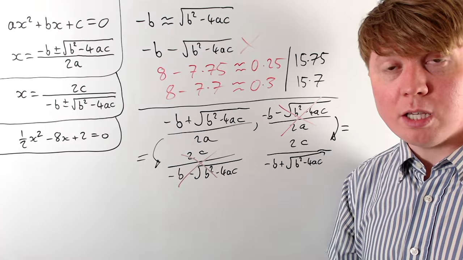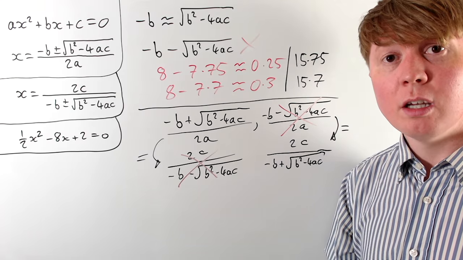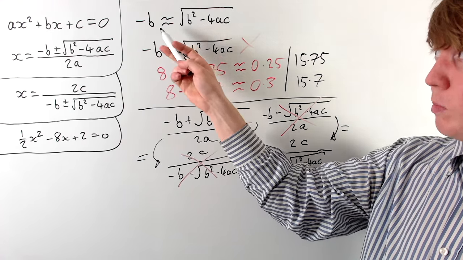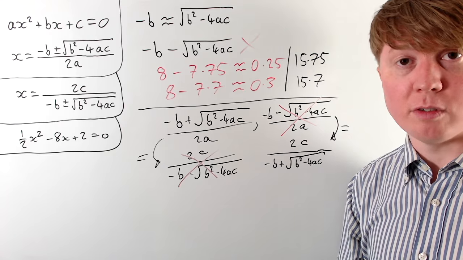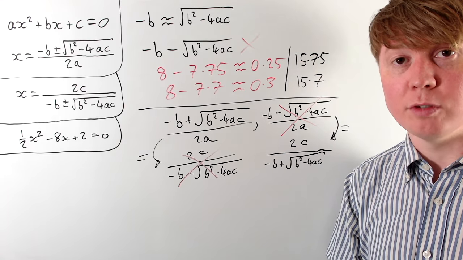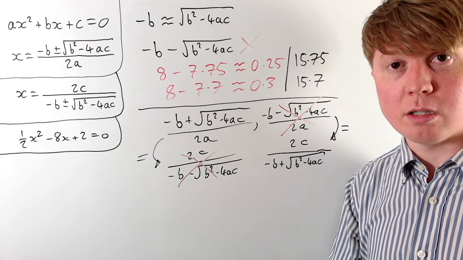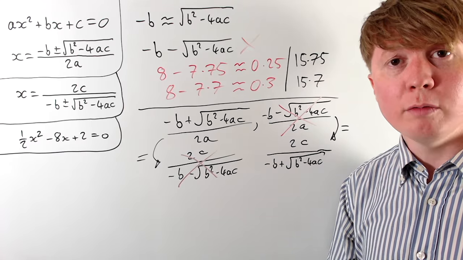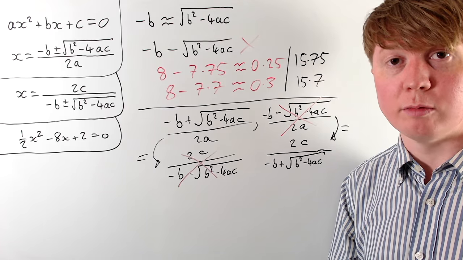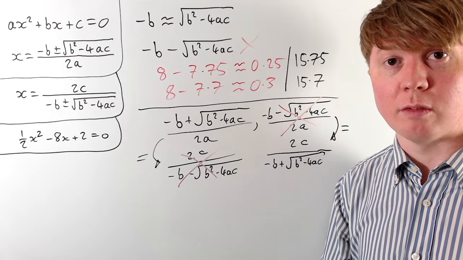So I think it's really interesting to conclude here that there are some examples where, if your minus b is approximately the same as, or very close to, your root b squared minus 4ac, it could even make sense to use one quadratic formula for one of the roots and use the other quadratic formula to find an approximation for the other root.